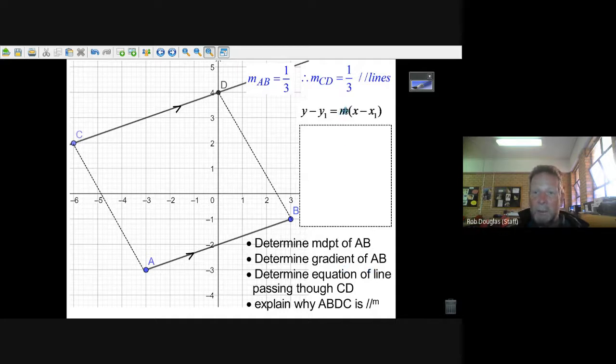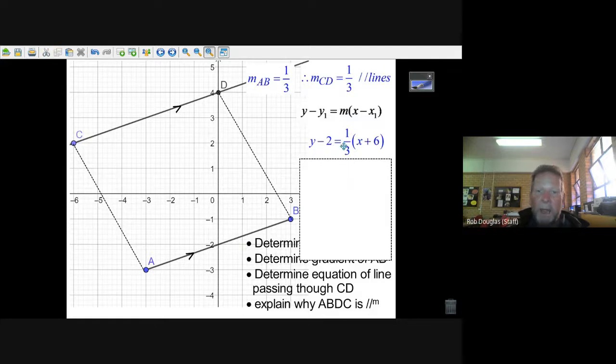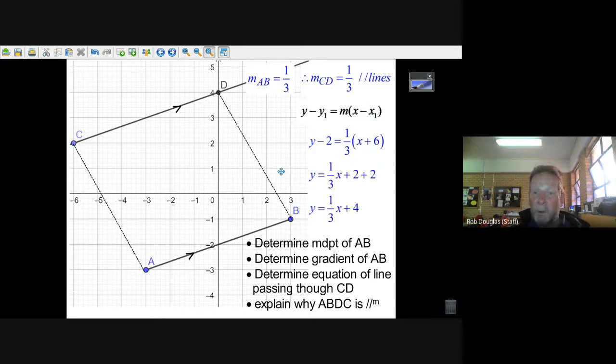So what we do is, instead of M, we put in 1 over 3. And then we pick one of the other points. I'm picking C, which is -6 to the left and 2 up. You can see these 6 blocks. The X coordinate is -6. The Y coordinate is 2. So you go Y -2, because that's Y1 is 2. The X coordinate is -6, so -6 makes it +6. Well, then you just work it out.